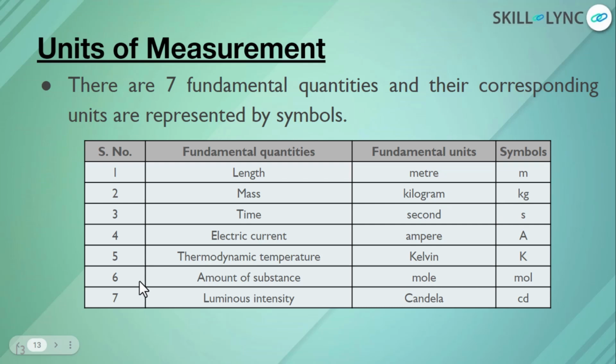The sixth fundamental quantity is amount of substance. The fundamental unit of amount of substance is mole, and it has been represented by the symbol mol. The seventh and the last fundamental quantity is luminous intensity. The fundamental unit of luminous intensity is candela and is represented by the symbol cd.